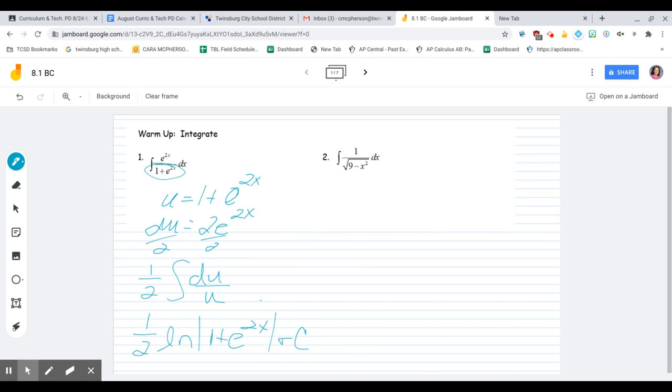The second one is one that I think your initial thought should be, let's let u be what's under the radical, because it's often what we do. But the problem is the derivative of what's under the radical has an x in it, and we don't have one. So we have to come up with an alternate plan. Our alternate plan here is this is actually an inverse trig function.